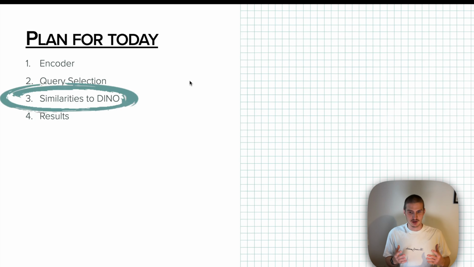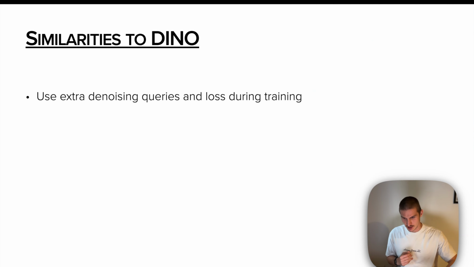Now let's quickly talk about other parts of the model and similarities to Dino. So we also use extra denoising objective in the decoder, which means that we don't just rely on this Hungarian matching loss during training. We also have this extra queries generated and extra objective for denoising queries to help stabilize and speed up the training.